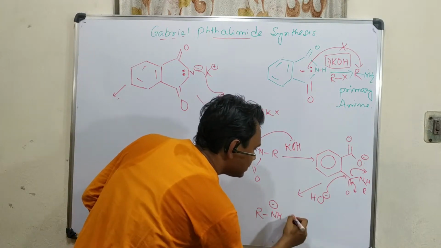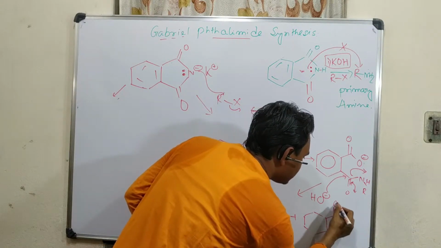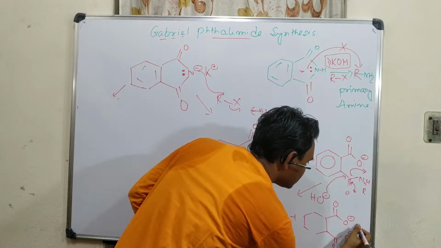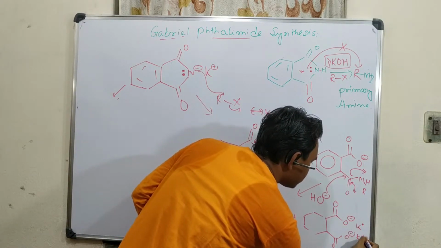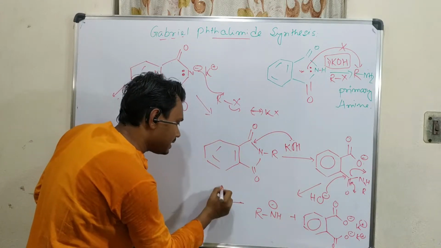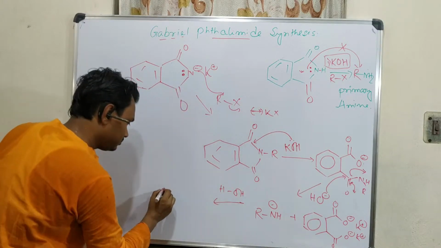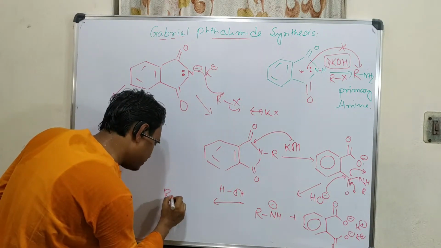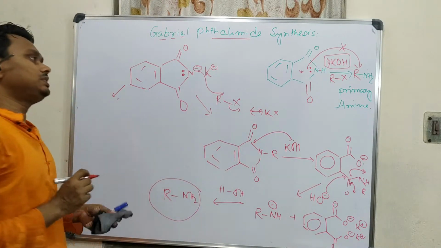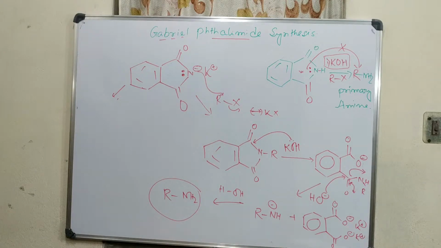RNH minus plus this ester, this salt of phthalic acid, K plus. Okay, so it will abstract a hydrogen from a water molecule and produce RNH2. This is our primary amine. So this is the strategy of Gabriel-Phthalimide to prepare primary amine.